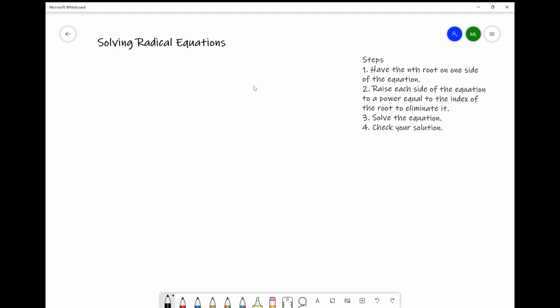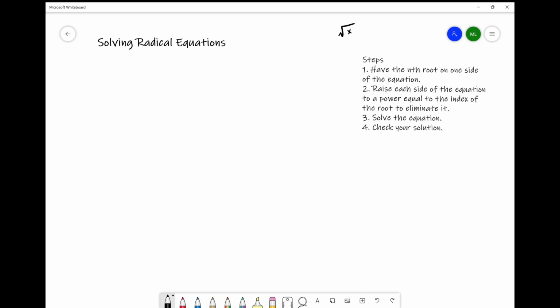Right, hey everyone! So I want to talk about solving radical equations today, and just like any other math problem, we need steps to solve radical equations. Now, what's a radical equation? A radical equation is basically one where the variable is in a radical. So let's say you have something like the square root of x plus 4 is equal to 5. Something like this is what we want to solve today.